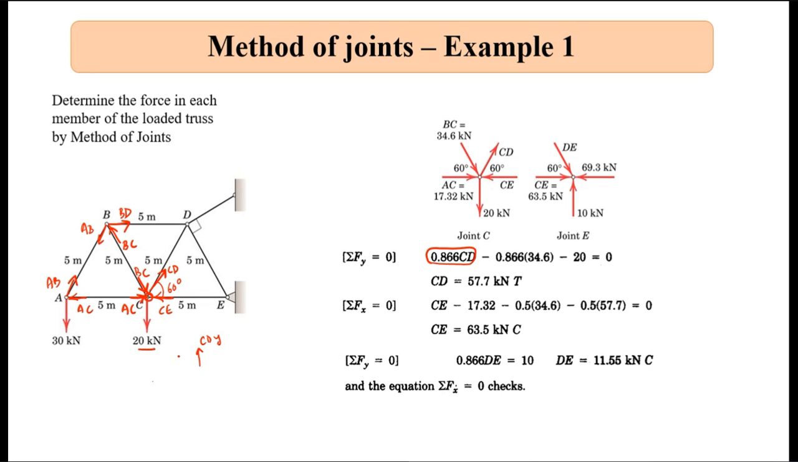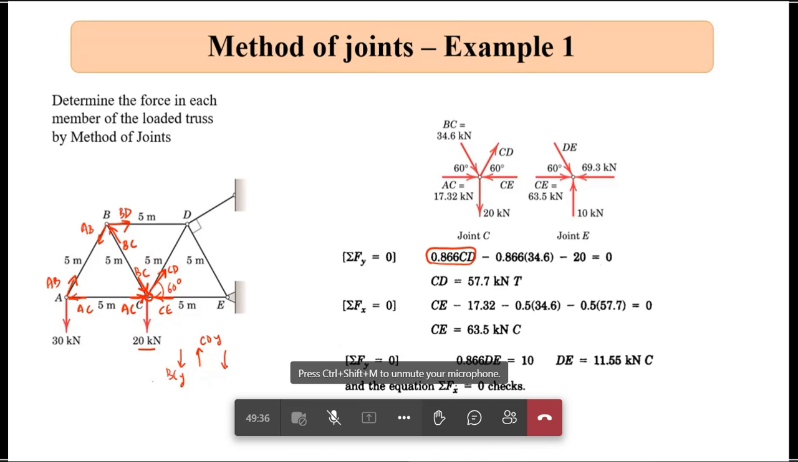CD Y direction. In this direction you have BC Y, and in this direction you have 20 kilonewton. So CD along Y direction should be equal to Y component of BC plus 20. That is what they have done. That should be equal to 0. From that I get the value of CD. Now CD again comes out to be positive, so this joint is in tension, so the assumed direction is correct. Now if I take force balance along x direction, then what will I get?